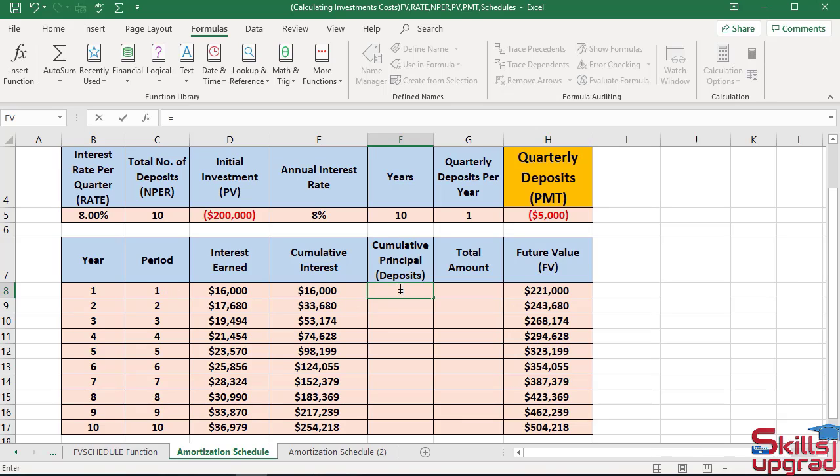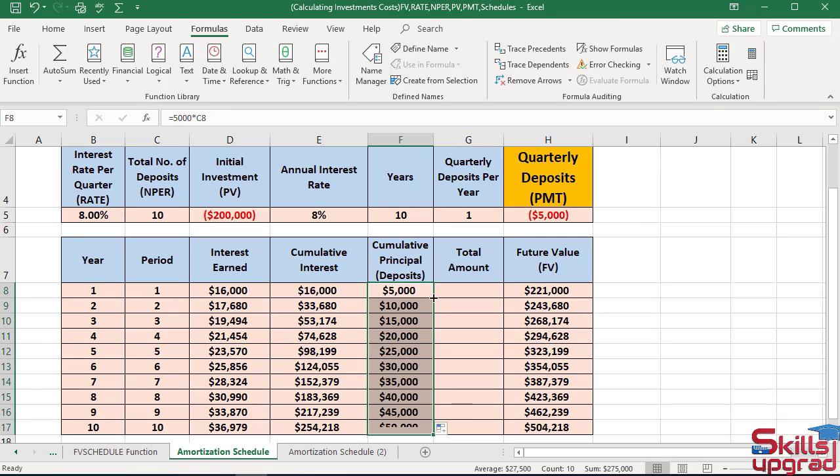I will deposit $5,000 in each period. Type $5,000. Enter multiplication operator. Click this cell reference. Press enter key. Paste the formula in other cells. Again active this cell. Double click. Active this cell. So I will have deposited total amount in my saving account at the end of 8th period $40,000.